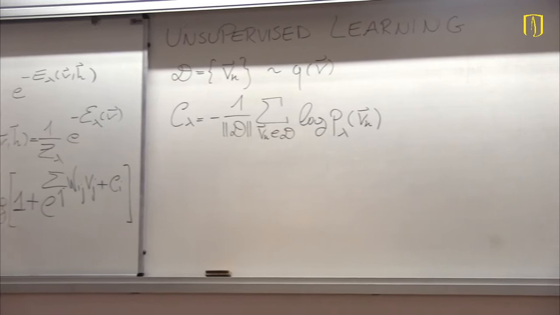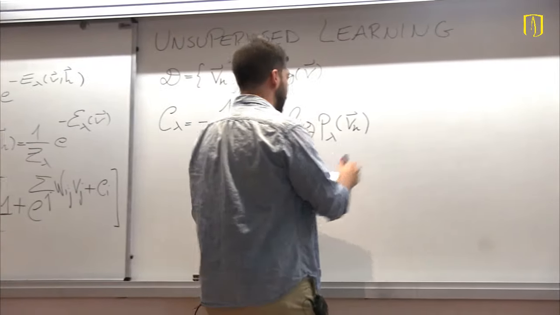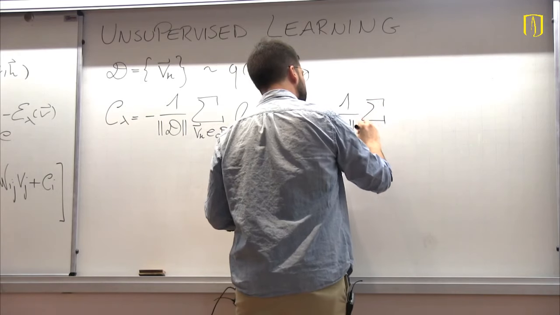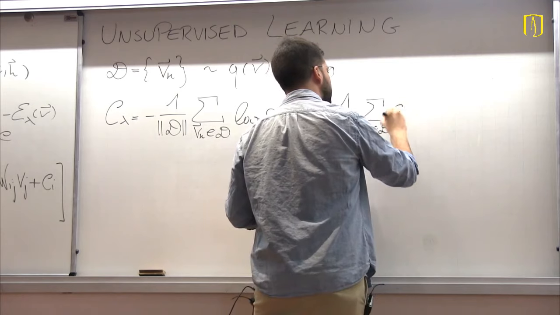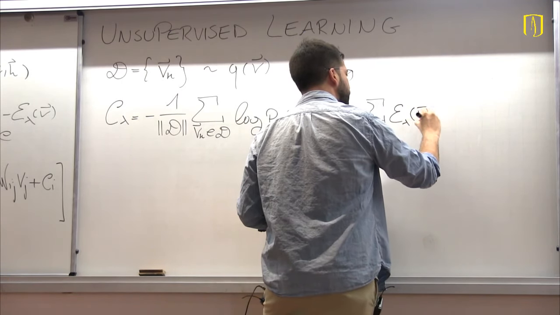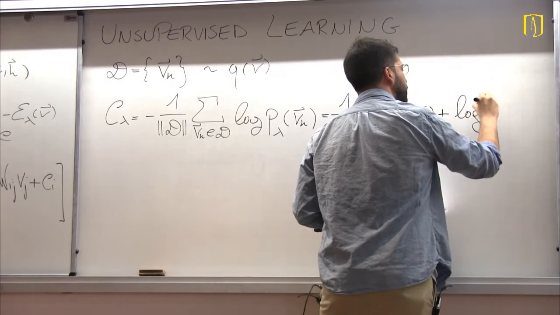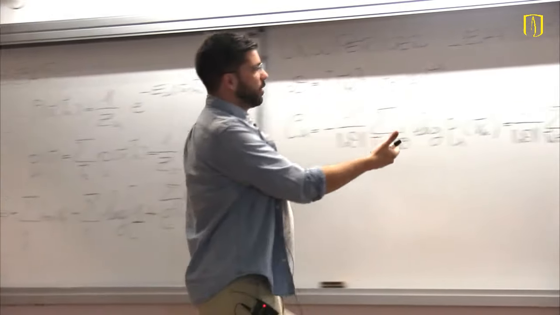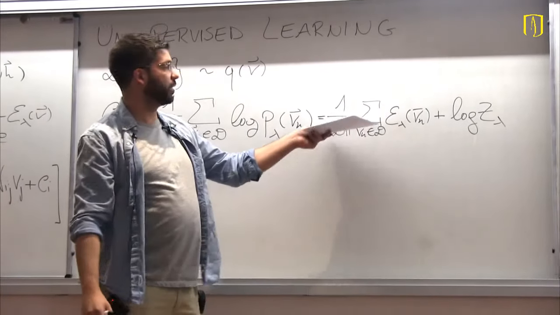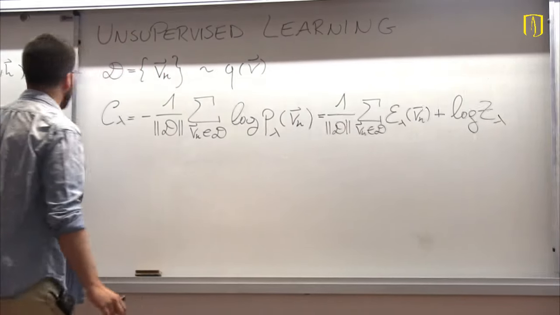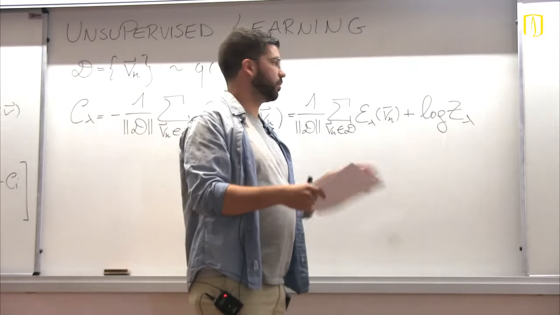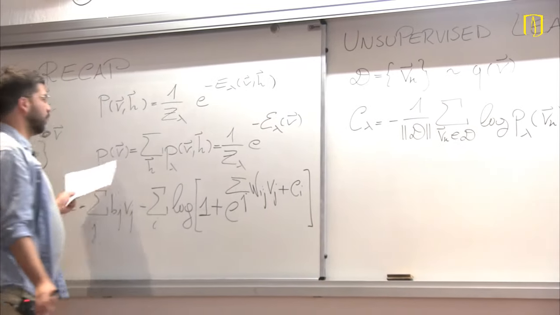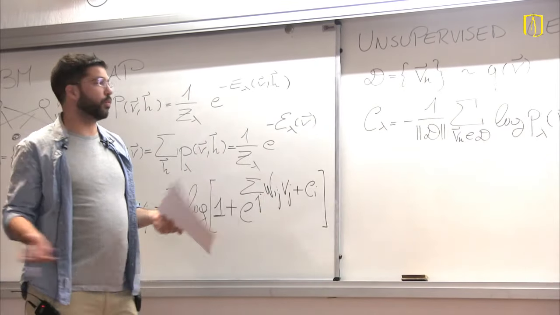Okay, so if we plug in the expression for the distribution, we obtain the average in the data of this effective visible energy, plus the logarithm of the partition function, okay? Just simply by using this expression here. So we have two terms. The first term we can compute. We know how to get this effective visible energy directly, this one here. And the second term is the intractable part of the likelihood. So it's the logarithm of the partition function, and the partition function is the sum over all states of this distribution here.